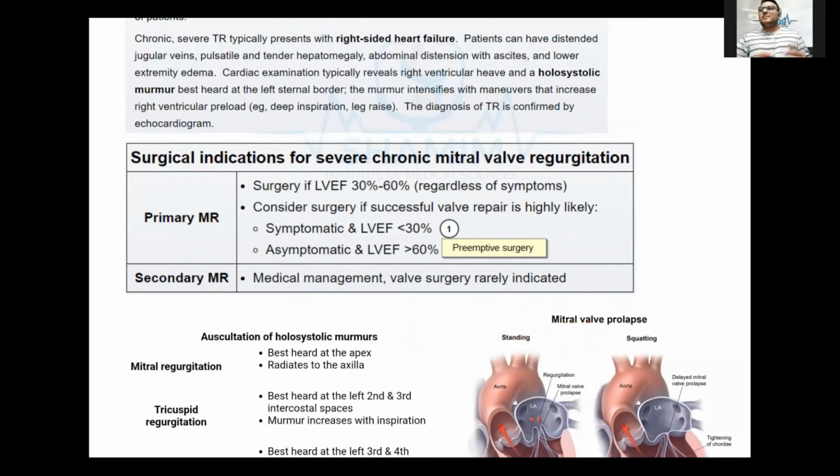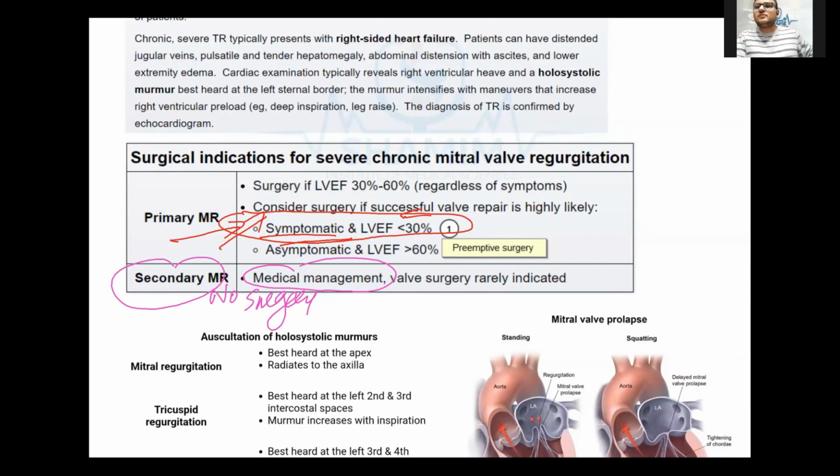So primary, if there is a problem in the valve, तो उसमें क्या होगा? When there is left ventricular ejection fraction less than 30 and the symptoms are present, we will do the surgery. Only remember this line, don't confuse yourself. In primary mitral regurgitation, when there are symptoms and ejection fraction is less than 30, we will consider surgery only. But there are secondary causes. No surgery in secondary cause, only medical management.